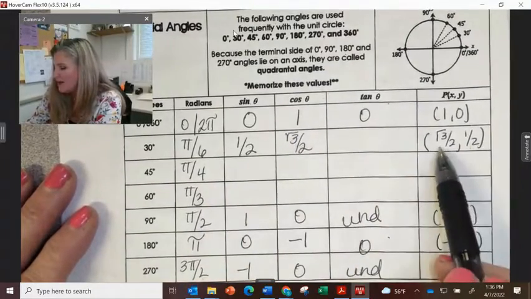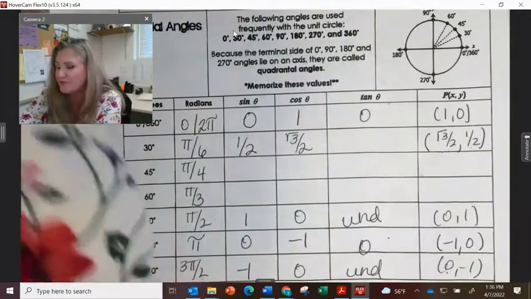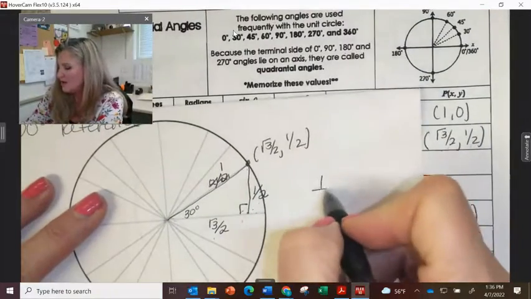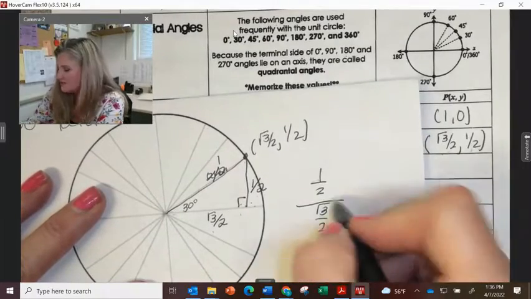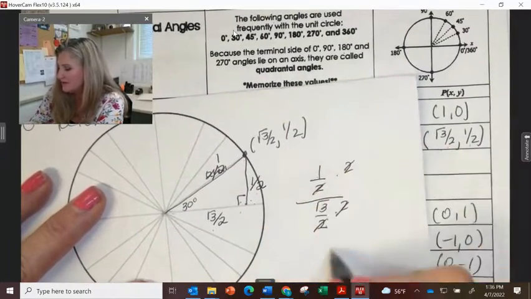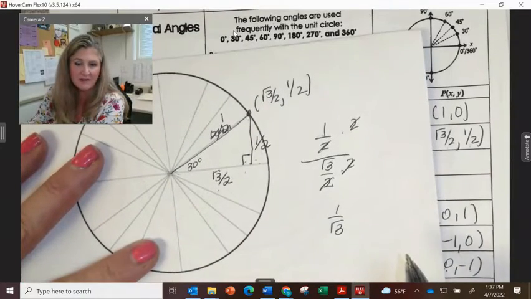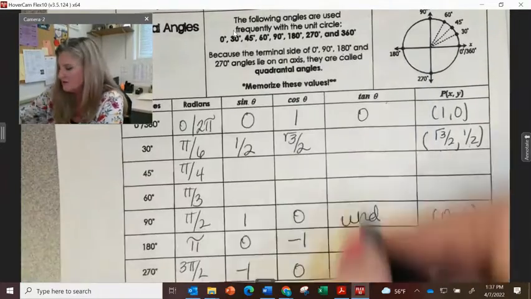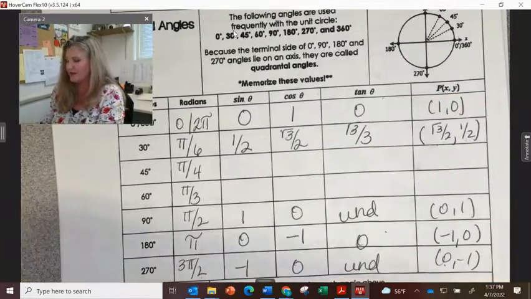Tangent is going to be y over x. If I have 1/2 divided by radical 3 over 2, to simplify that, I just multiply by 2 on top and bottom. And I'm going to get 1 over radical 3. How do we rationalize that? What's it going to end up being? Radical 3 over 3. Good. Okay, so that was for a 30-degree angle.